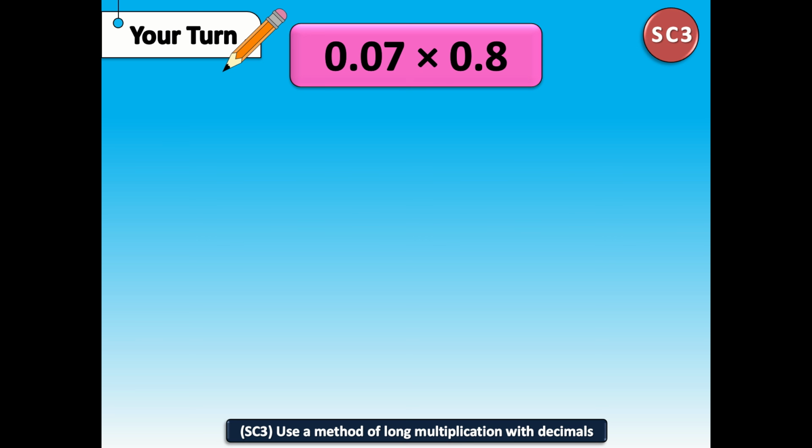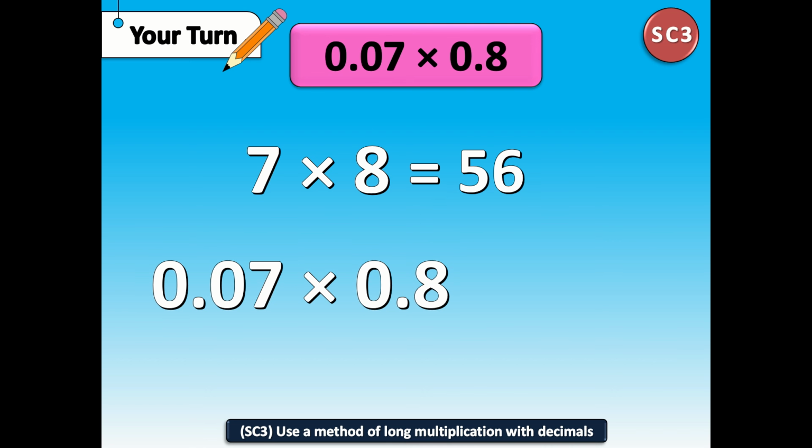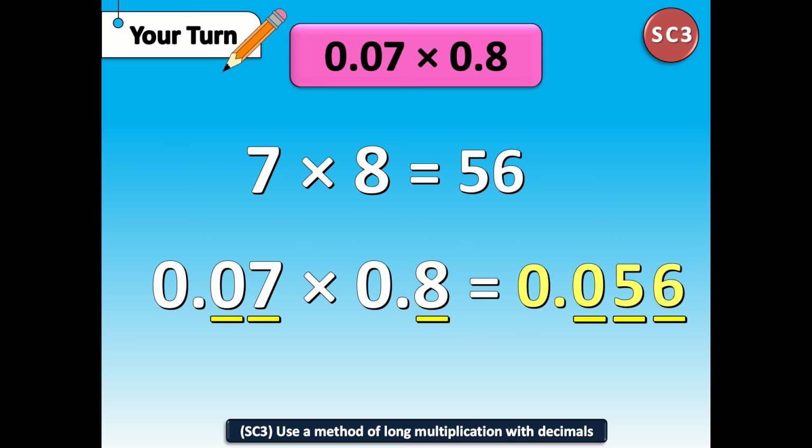So for this question, we want to do 0.07 times 0.8. Well, 7 times 8 is 56, and in our question, we have 3 decimal places. So we need 3 decimal places in our answer. So our final answer is 0.056.